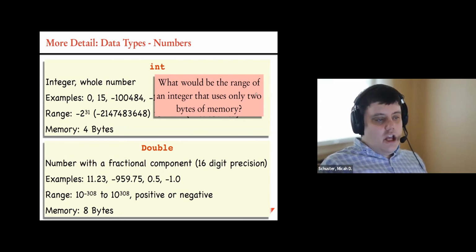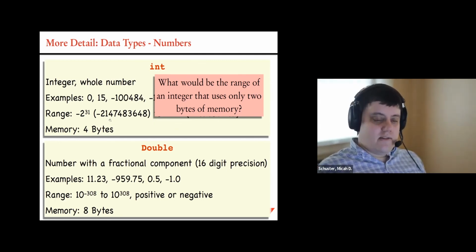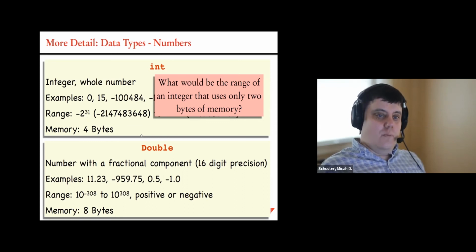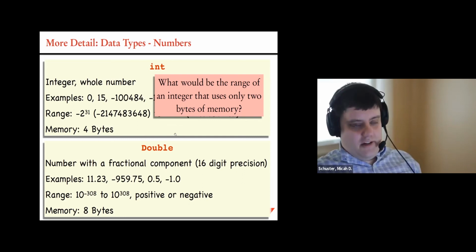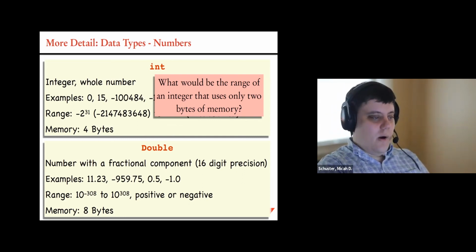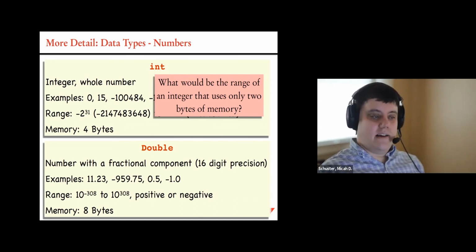So you may have seen the range of an integer that uses only 2 bytes of memory. So this is an int that's 4 bytes. There are ints that use 2 bytes. So that would be negative 2 to the 15 to positive 2 to the 15 minus 1, which is like 35,535, I think. So you may have seen that number potentially as a high score as well in a game, because that's the maximum positive number for a 2-byte integer, for example.